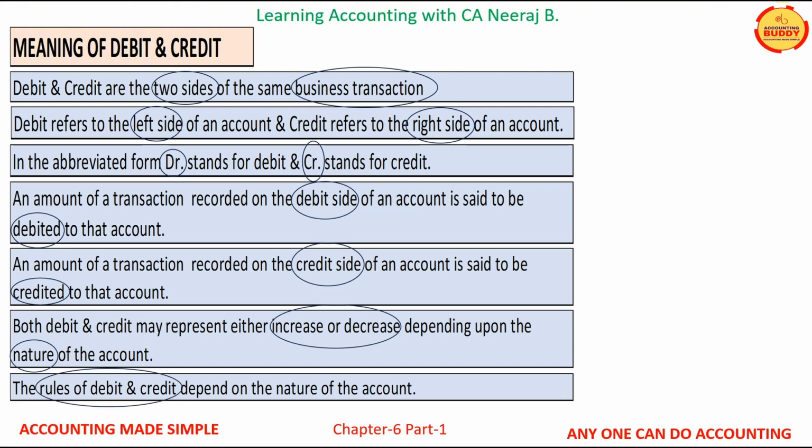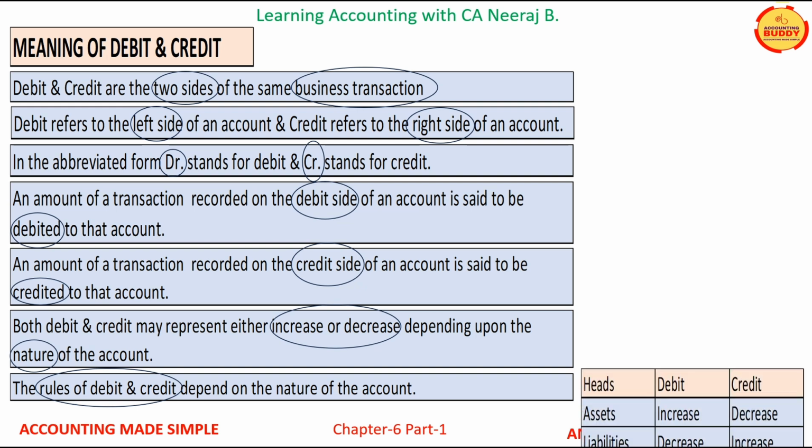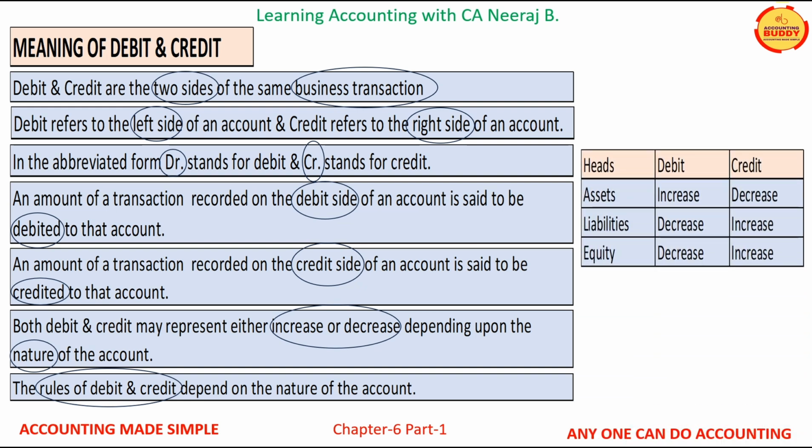The rules of debit and credit depend upon the nature of the account. Let us understand the rules for assets, liabilities and equity accounts. For asset accounts, when an asset increases, the asset account is debited, and when assets decrease, the asset account is credited. For liability accounts, when liabilities decrease, liability accounts are debited, while they are credited when liabilities increase. Similarly, equity accounts will be debited when equity decreases and credited when equity increases.